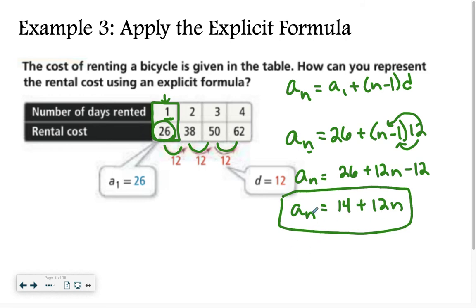If you swapped these and you said a subscript n equals 12n plus 14, perfect. Same thing. I often put my variable first. It is okay that it is not first, but that's just my own personal habit, to put that n, the variable term, first. It's okay to put the 12n first and the 14 second. You get the same thing.